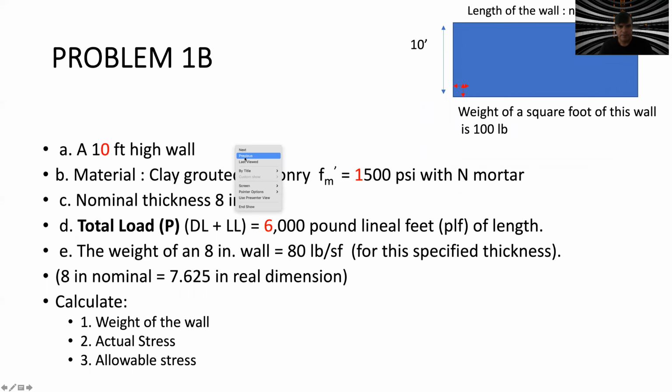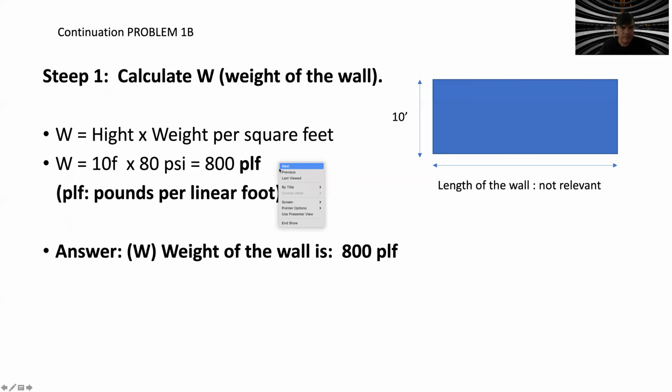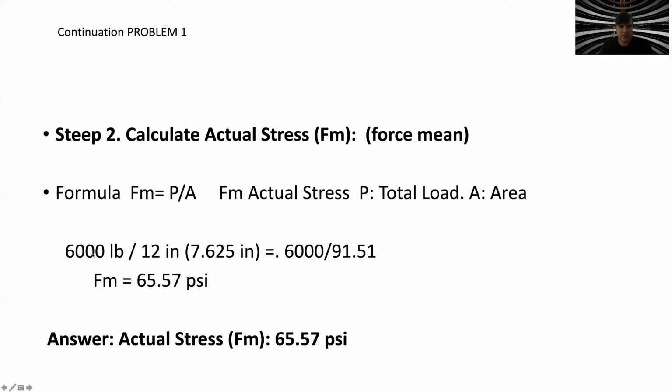Next, actual stress. Easy. We divide the total load that was 6,000. Let me go back, sorry. That is 6,000. We divide by 1 foot of the area of that wall. And then we need to use the real dimension. We don't use 8, we use 7.625 because we need something exact here. And we need to multiply by 12 because everything is referred to 1 foot of the wall. Well, we have the area, 12 long, 7.625 inches of thickness. That is an area of 1 foot. We divide 6,000 by that number, and we got 65.57. We got the second answer.